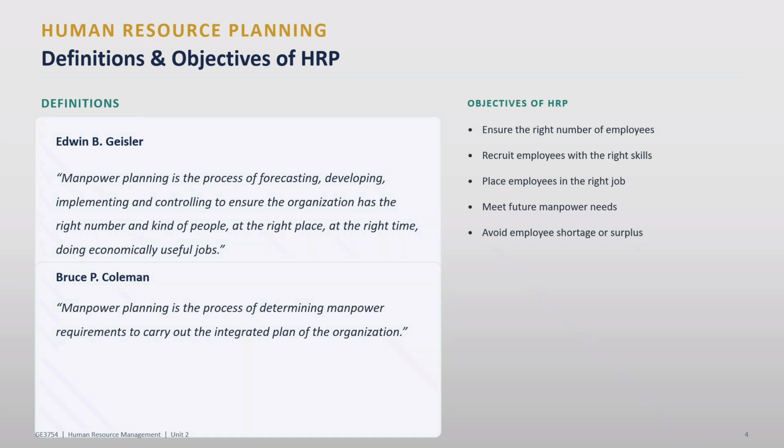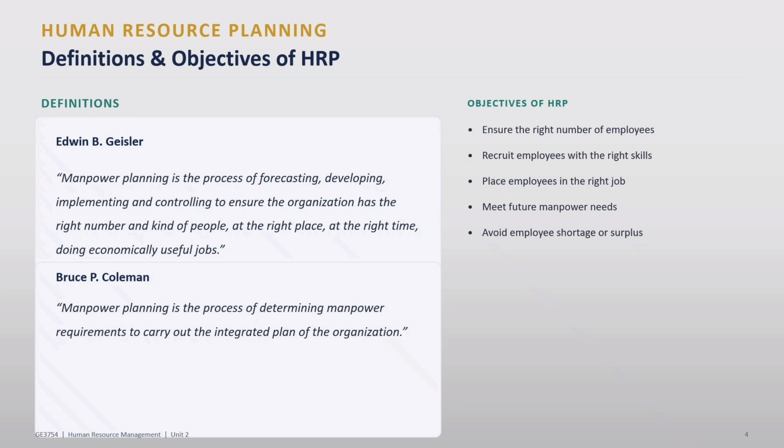HRP has been explained by several management scholars. According to Edwin B. Geisler, manpower planning is the process of forecasting, developing, implementing, and controlling the human resources to ensure that the organization has the right number of right people at the right place and right time, performing economically useful jobs. This definition highlights the importance of forecasting future manpower requirements and managing the human resources effectively.